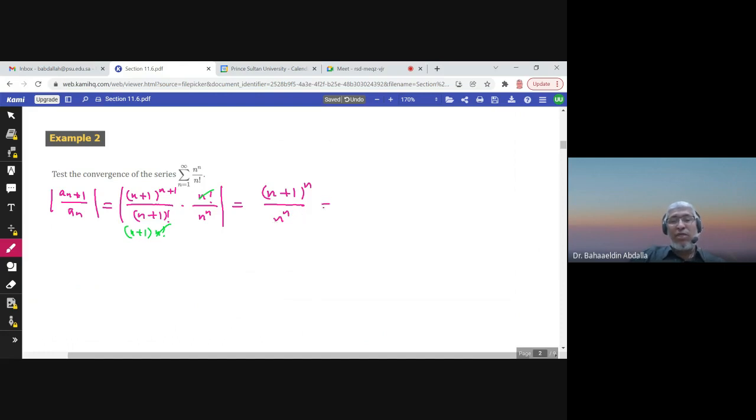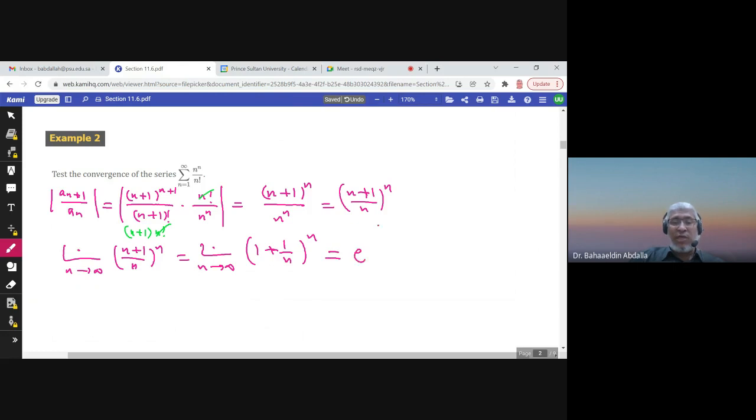So this is the absolute value. Now I need to find the limit when n approaches infinity of this quantity. Okay, I can write it as (n over n plus 1) to the power n, which is 1 plus 1 over n to the power n. Well, it is known that this limit is e.